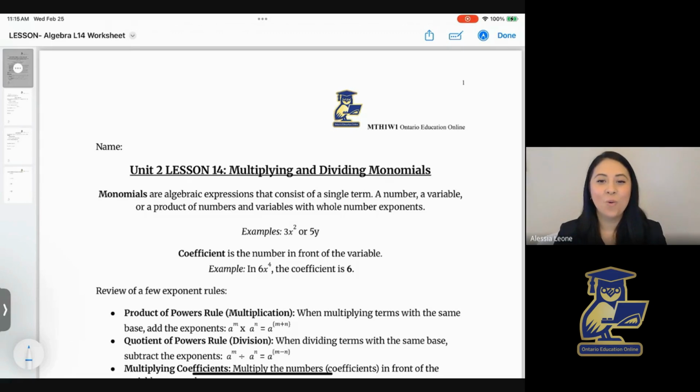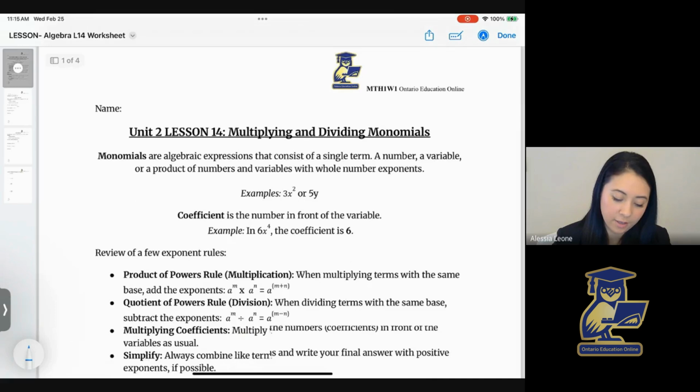Hello, everybody. Welcome to lesson number 14, where we are going to be talking about multiplying and dividing monomials. So we just spoke about polynomials. Now we are going to move into monomials. What is a monomial? Let's take a look.